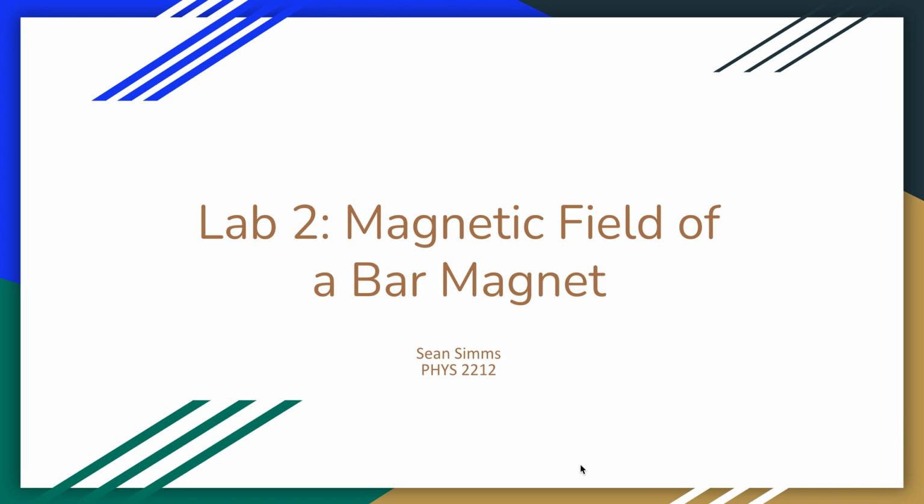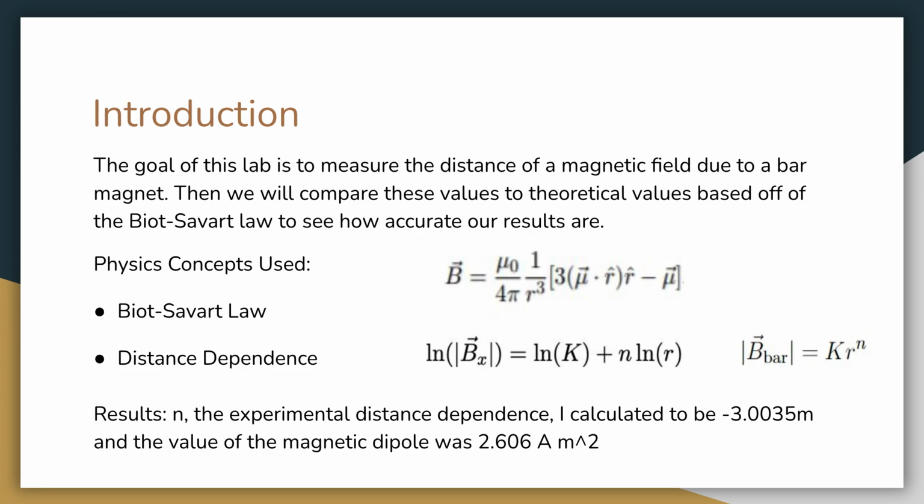Lab 2: Magnetic Field of a Bar Magnet for Physics 2212. So for the introduction, the goal of this lab is to measure the distance of a magnetic field and see how distance relates to the magnitude of the magnetic field. This will be based off a field from a dipole bar magnet.